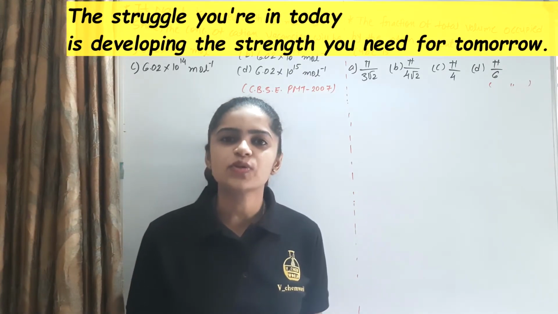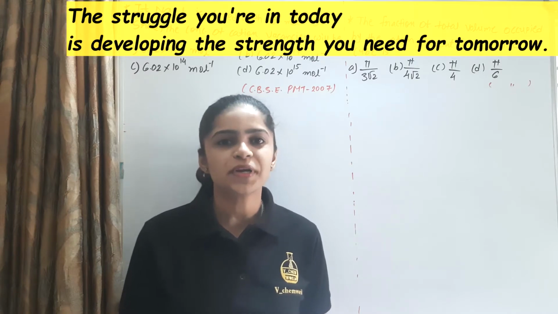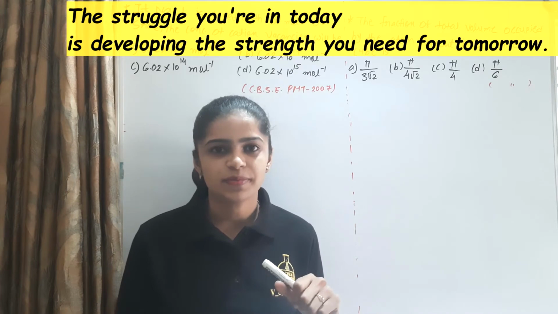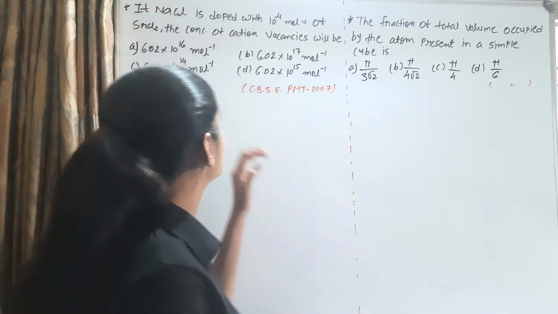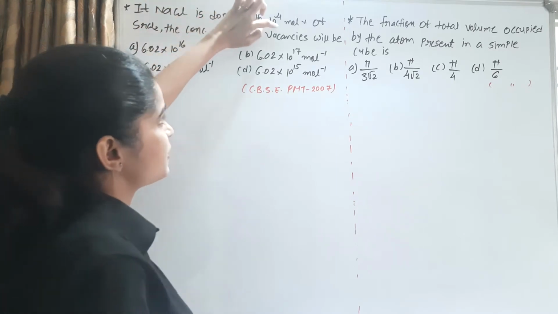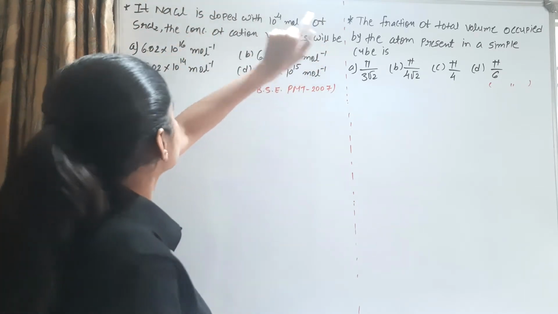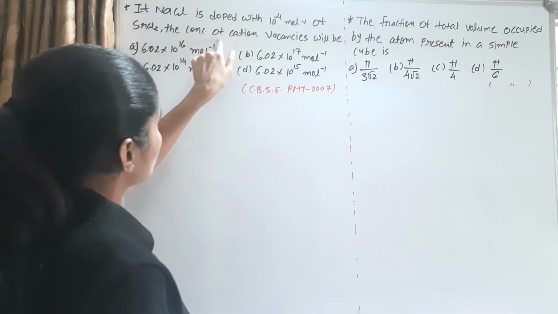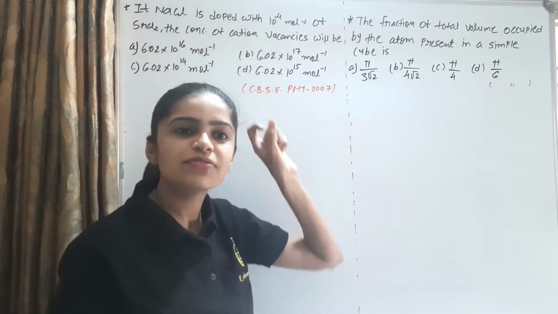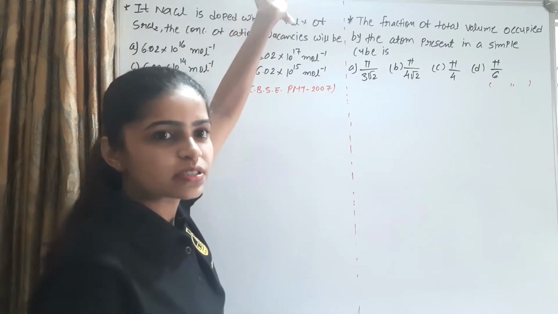Today we will discuss multiple choice questions from competitive examinations. They have been asked in previous year question papers. First question is: if NaCl is doped with 10 raised to minus 4 mole percentage of SrCl2, the concentration of cation vacancy will be. In an earlier lecture we solved the same example.